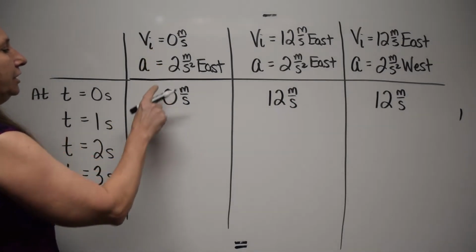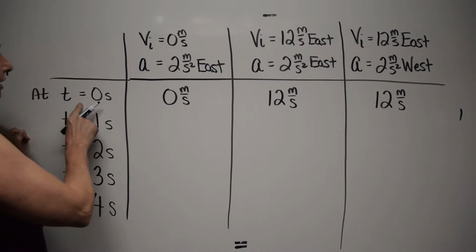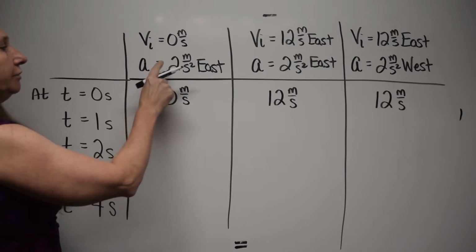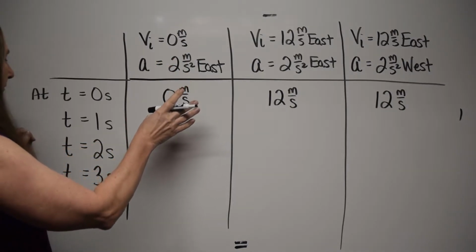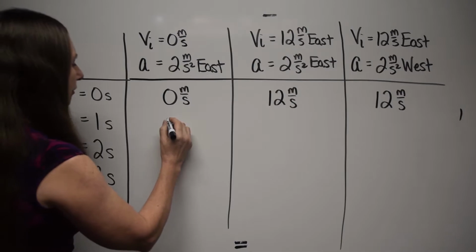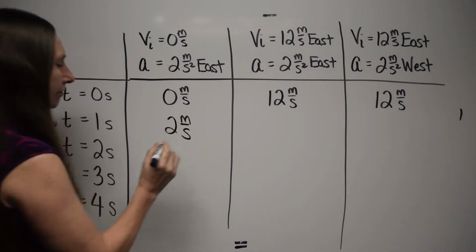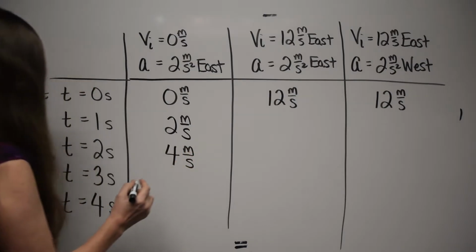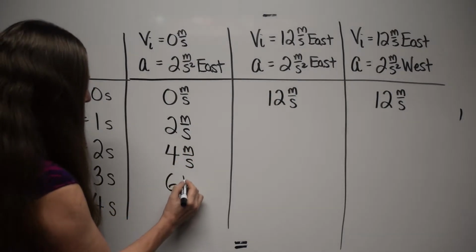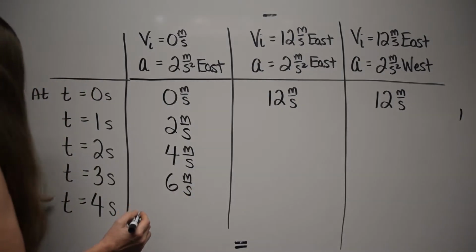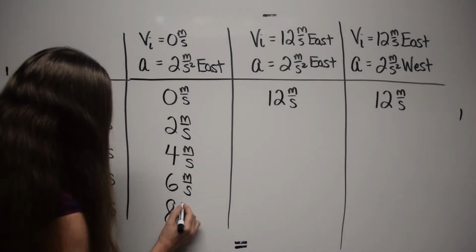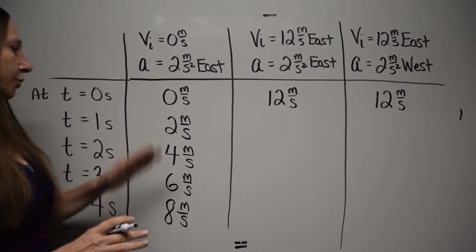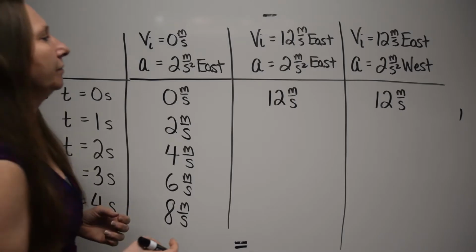If your initial velocity is 0, at the beginning, at time 0, your velocity is 0. You now experience an acceleration of 2 meters per second per second. So after 1 second, your velocity is now 2. After 2 seconds, your velocity would be 4. After 3 seconds, your velocity would be 6. And after 4 seconds, your velocity would be 8 meters per second. So your velocity is changing.